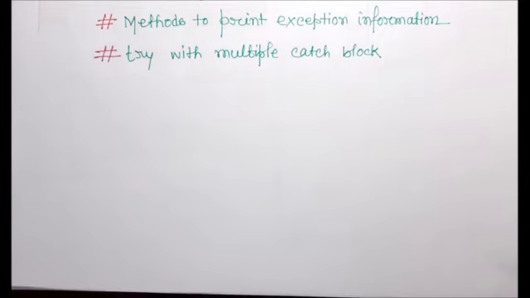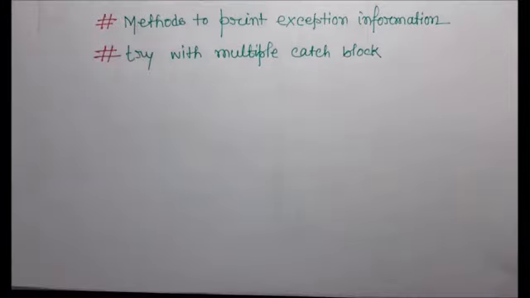So in this lecture I am going to discuss the various methods to print the exception information, such as the printStackTrace method, and I also want to discuss the toString method and the getMessage method. What are the differences between printStackTrace, toString and getMessage? We will explain with an example, and we will also see some code in this example.